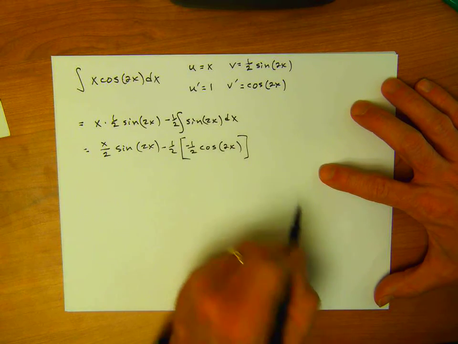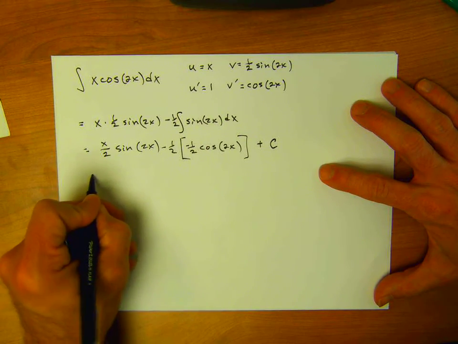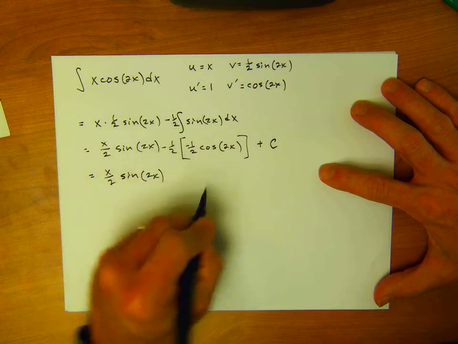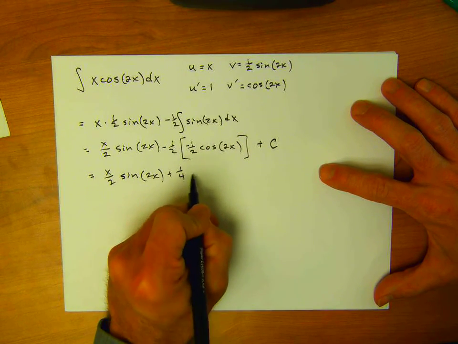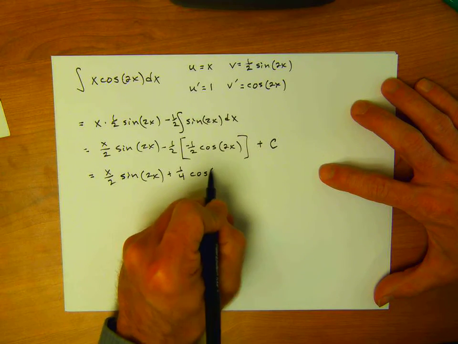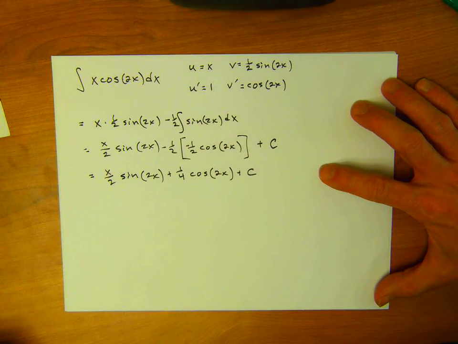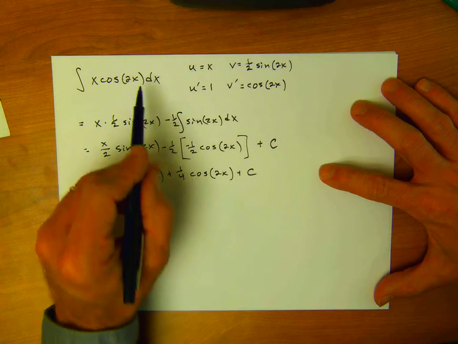All right, let's just simplify this. Let's not forget that we do have a plus c here because this is a general antiderivative. And so we have x over 2 sine of 2x, and that will become a positive 1/4 cosine of 2x plus c. Of course, on any of these, you can always take the derivative and simplify to see if you get back what we started with.